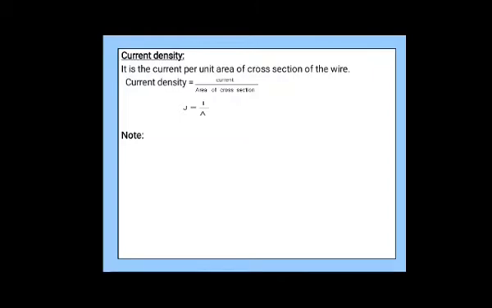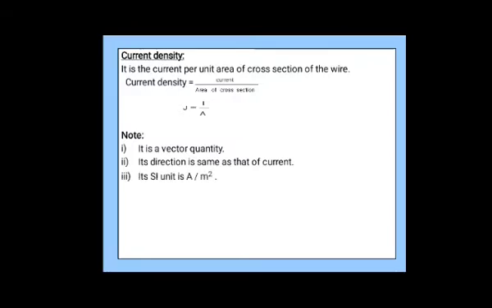Now let us see some important notes which are related to current density. Current density is a vector quantity. Its direction is same as that of current. Its SI unit is ampere per meter square. Since J is equal to I by A, SI unit of current is ampere and unit of area is meter square. So SI unit of current density is ampere per meter square.